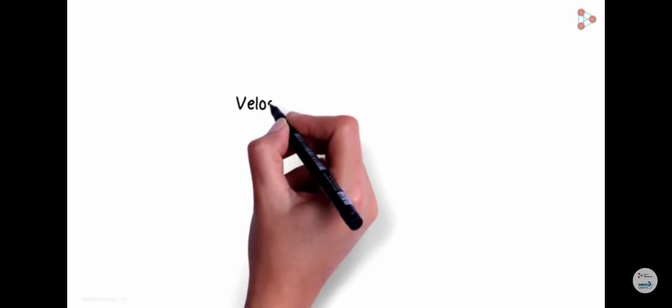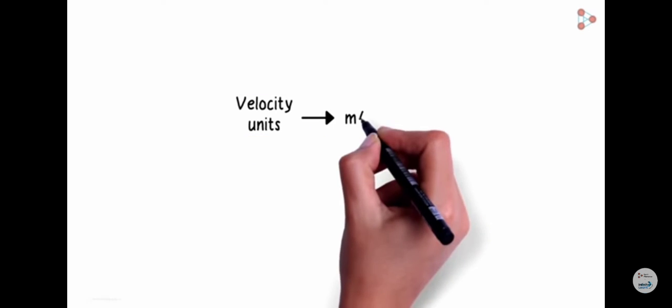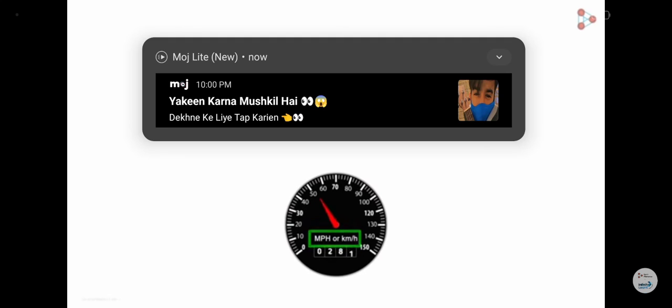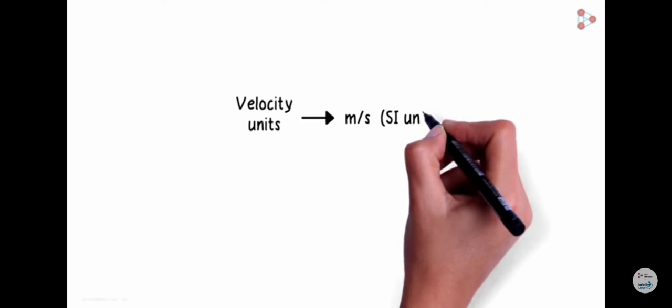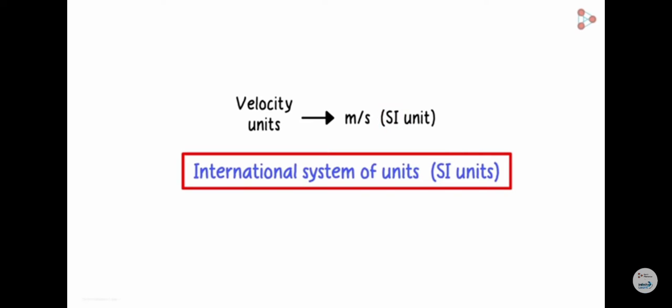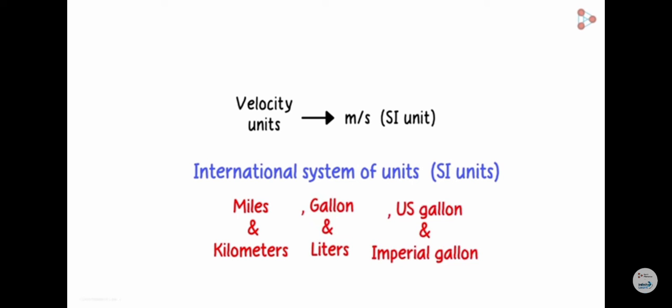What do you think is the unit of measurement for velocity? The unit of measurement for velocity, just like speed, is meters per second. Now you might ask, why meters per second? The cars we drive indicate speed in miles per hour or kilometers per hour. So why is the unit for velocity meters per second? The established SI unit of measurement for velocity is meters per second. And SI stands for International System of Units. This helps everyone in the world adhere to one common style of measurement. Imagine the confusion created with different measures like miles and kilometers, gallons and liters, US gallons and imperial gallons, etc.